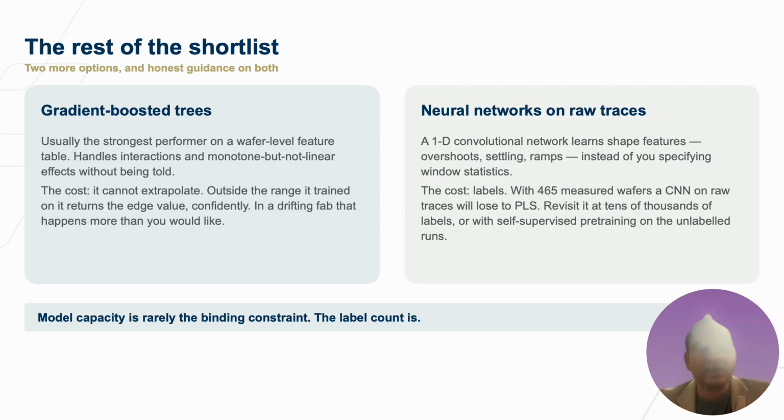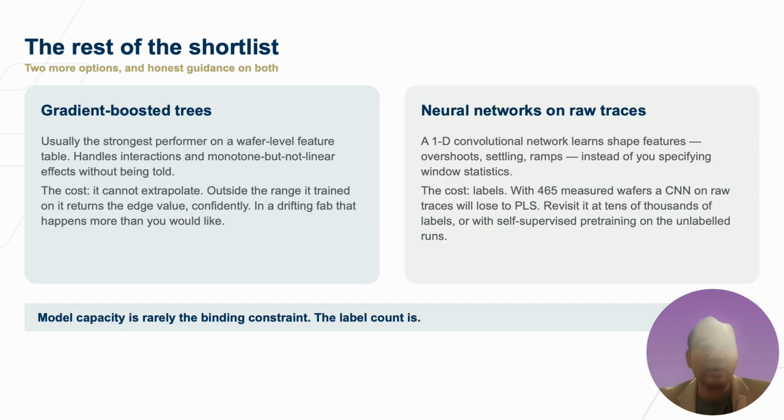Two more options and honest guidance on each. Gradient boosted trees. On a wafer level feature table like ours, usually the stronger performer. It picks up interactions and monotone but non-linear effects without being told they exist, and it needs almost no pre-processing. It cannot extrapolate outside the range of training data. A tree ensemble returns the value at the edge of that range confidently and with no indication that anything unusual happened. In a process that drifts, which is every process in this course, you leave the training range routinely.